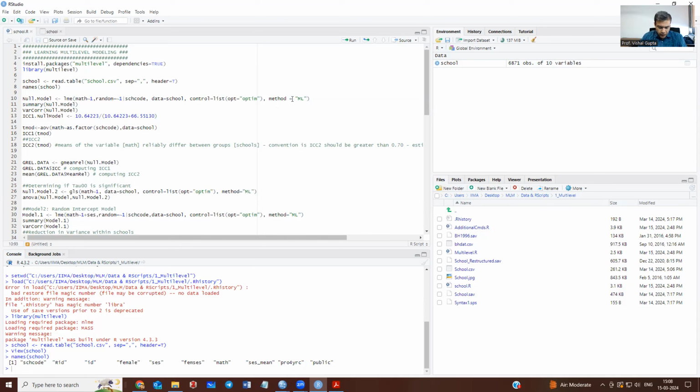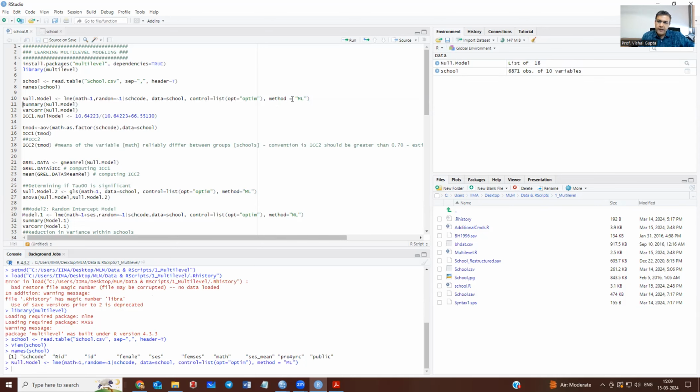Okay, so that is what I do now on line number 10. Yes, just a question here. When we say maximum likelihood, the system will then tell us between the two models which is a better model using the logic of maximum likelihood, right? Yes, because we have now said method ML.